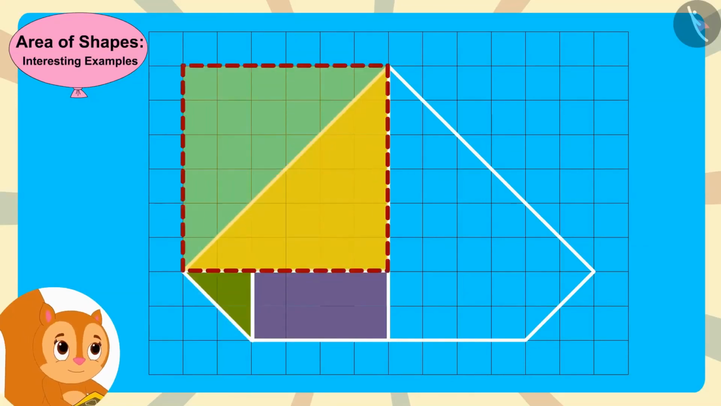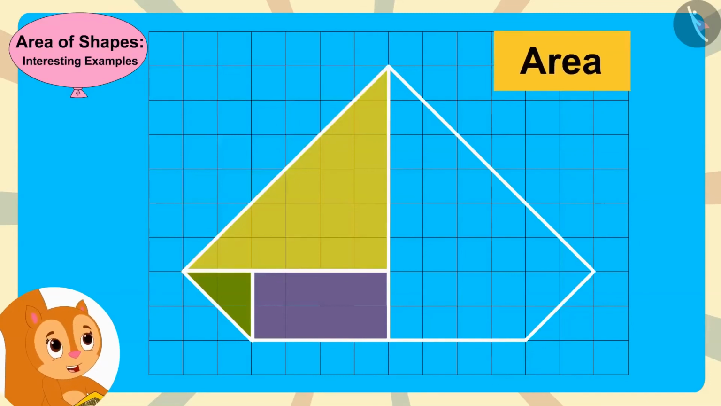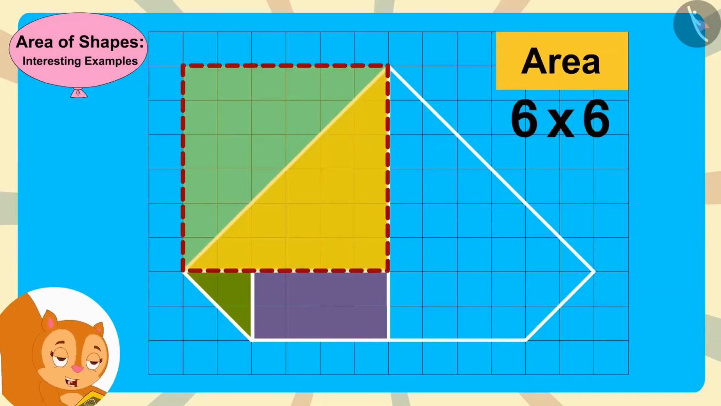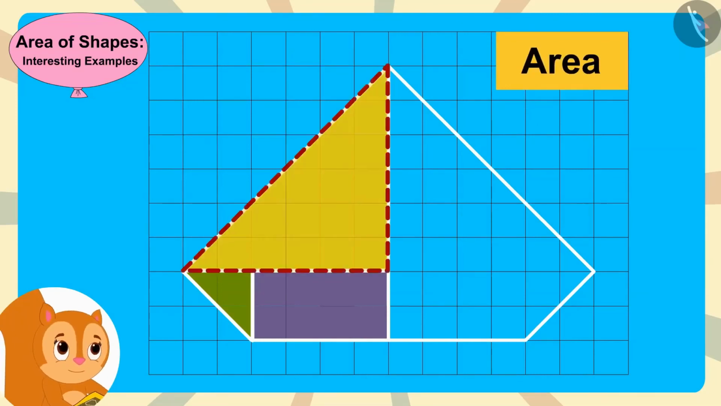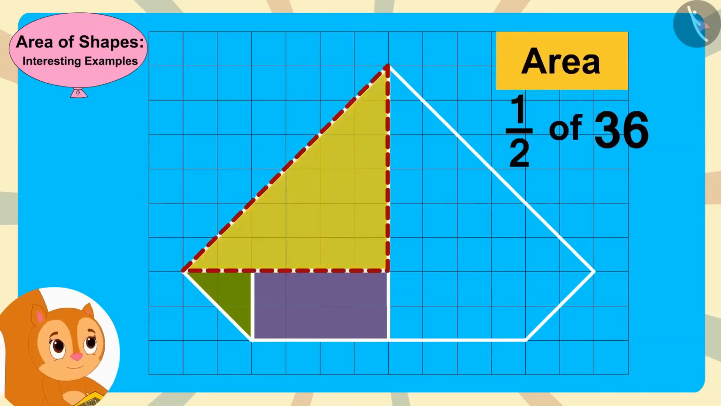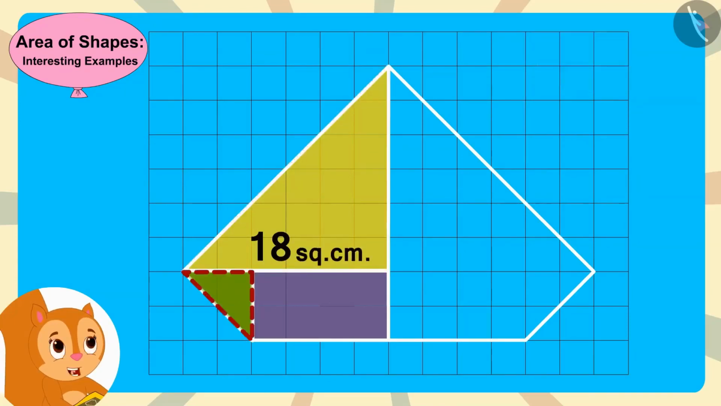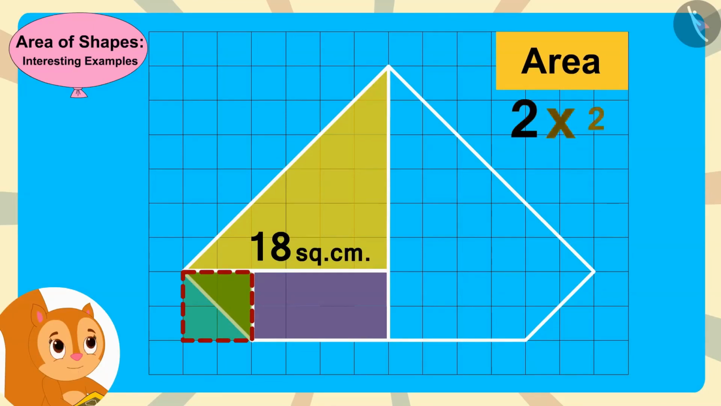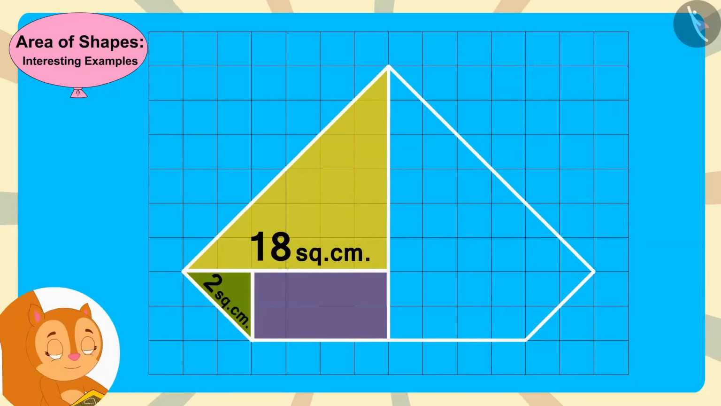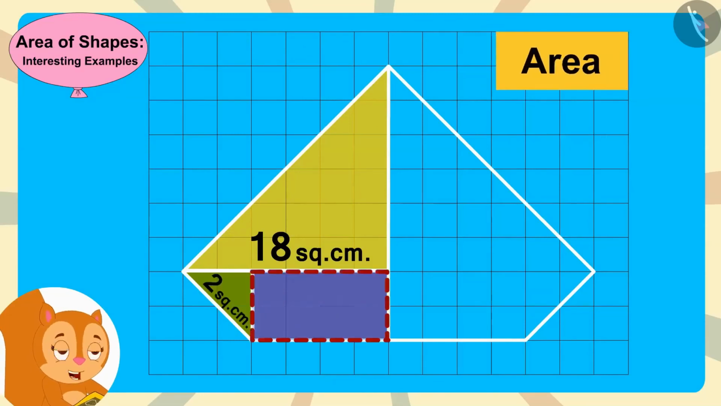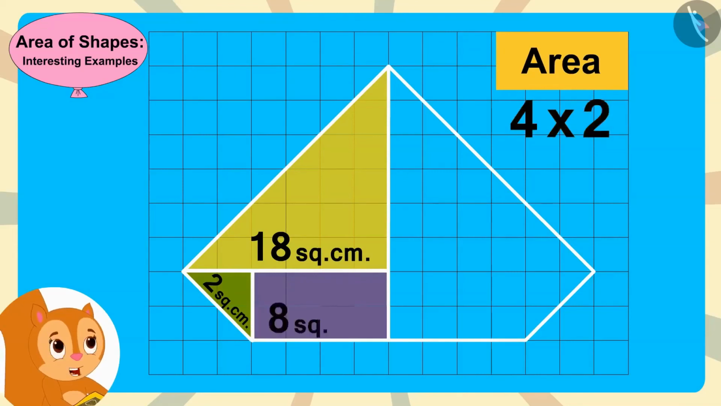This large triangle is half of this square, and the area of this square is 6 times 6 or 36 square centimeters. So, the area of this big triangle is half of 36 or 18 square centimeters. This small triangle is half of this square. The area of the square is 2 times 2 or 4 square centimeters. So, the area of this small triangle is half of 4 or 2 square centimeters. And finally, the area of this rectangle is 4 times 2 or 8 square centimeters.